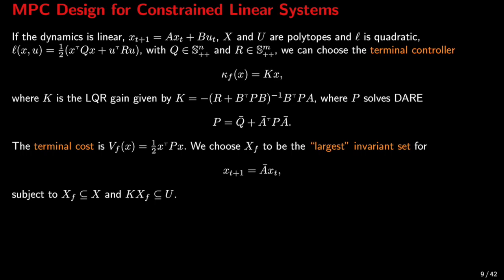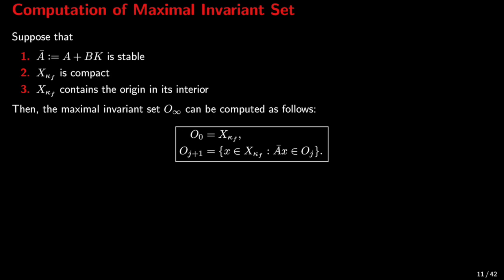There we explained how we can compute the terminal cost function and the terminal set Xf, and in particular Xf was taken to be the maximal invariant set for a linear system of the form x_{t+1} = A bar x_t, subject to certain constraints. And we even gave an algorithm with which we can determine that set O infinity. The problem with this approach is that it can lead to a terminal set which is described by a very large number of constraints. So Xf can be a very complicated object.